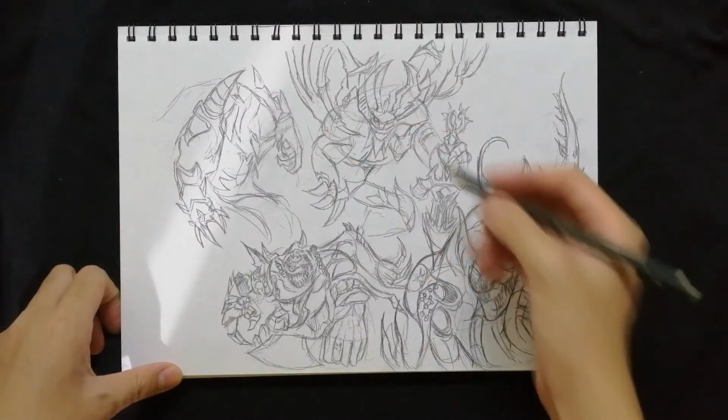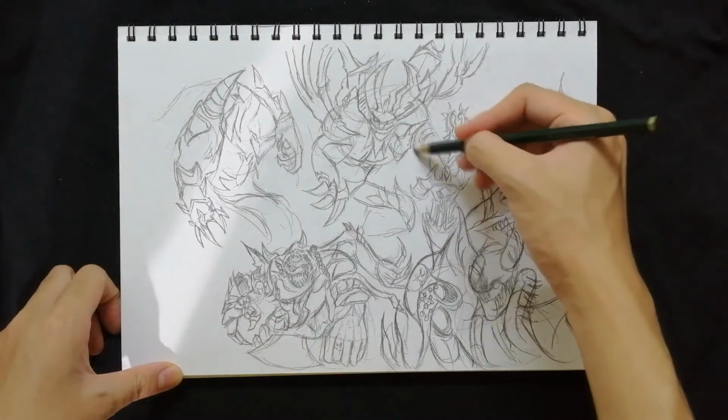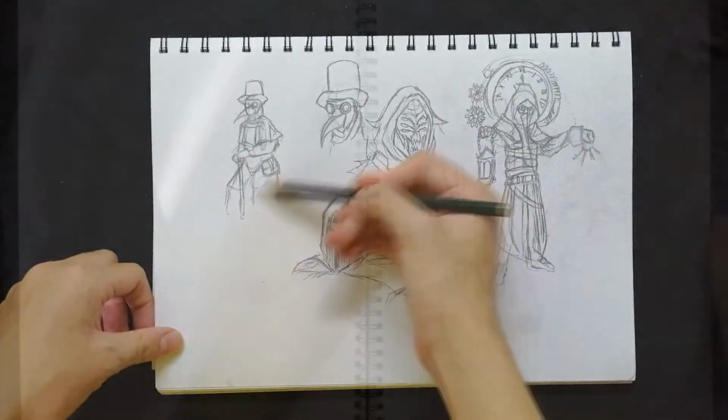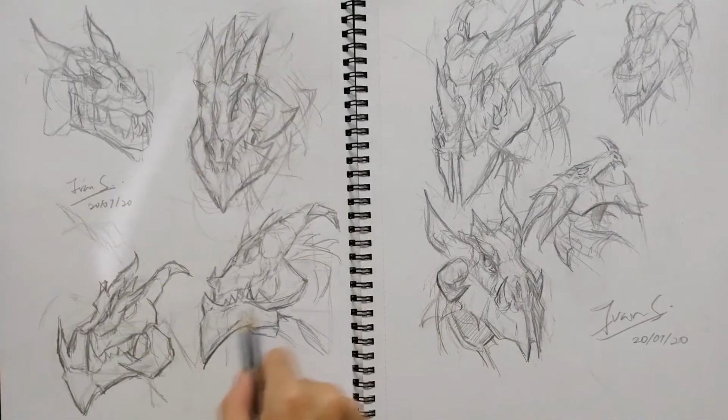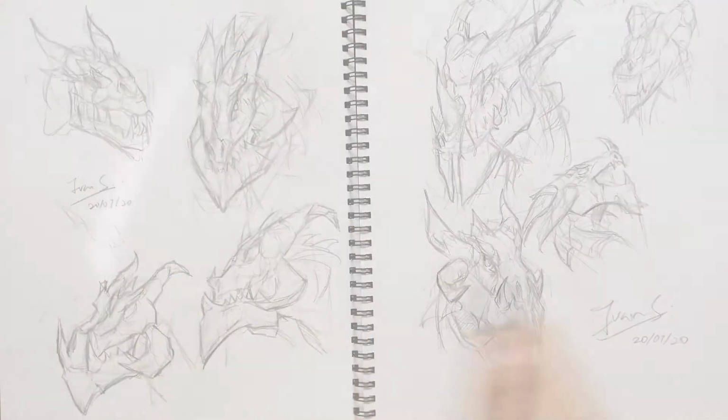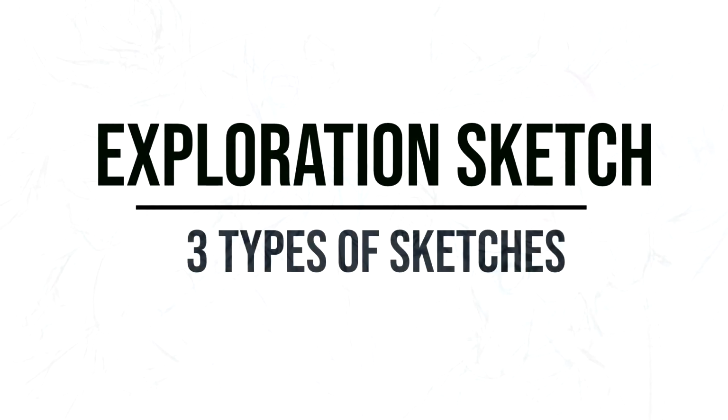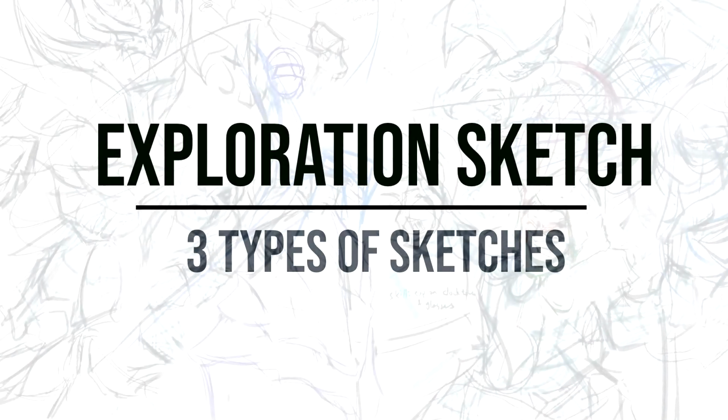And if you watch my other video about the character design, you will see that I love to do a lot of exploration sketch before I proceed to my final character design drawings. And in order to make the step look more simple, I would like to break my step 2 into 3 smaller steps. And there are the 3 types of sketch that you can do in your exploration sketch. And the first type of sketch is what I call the reference sketch.